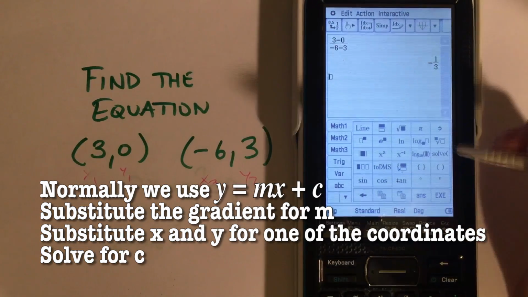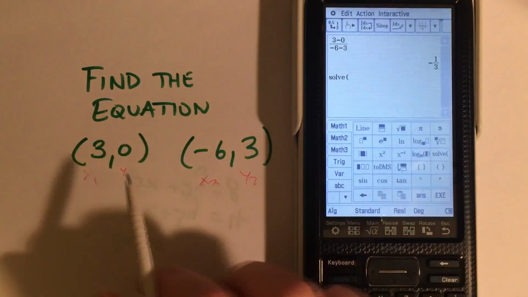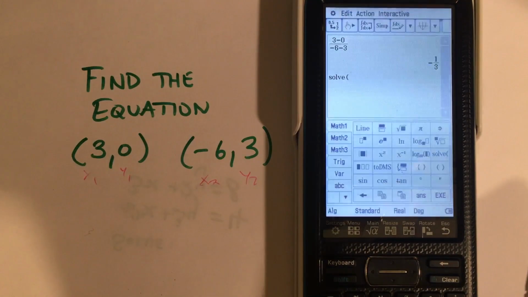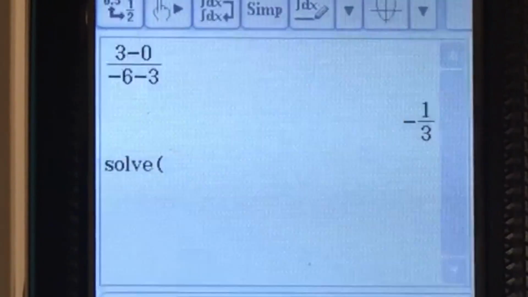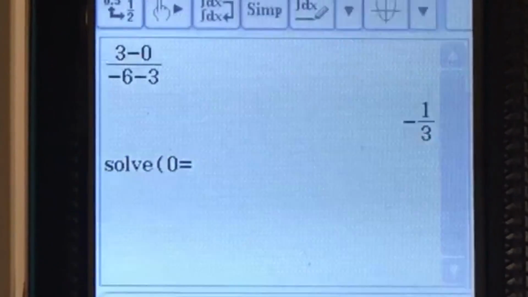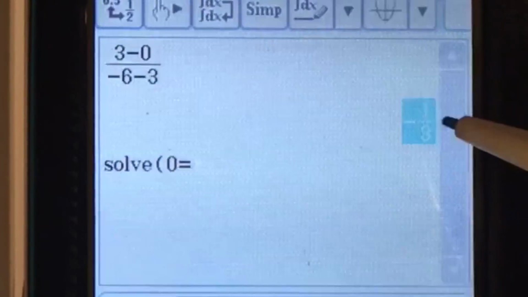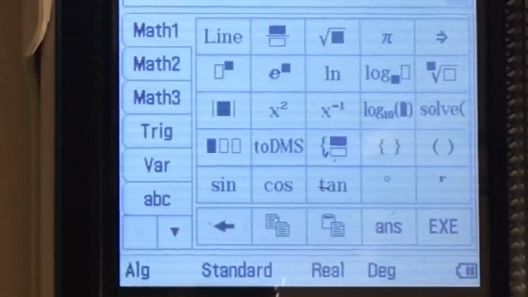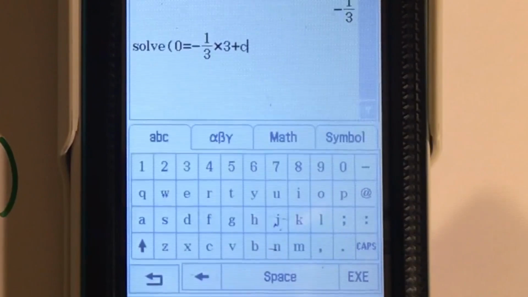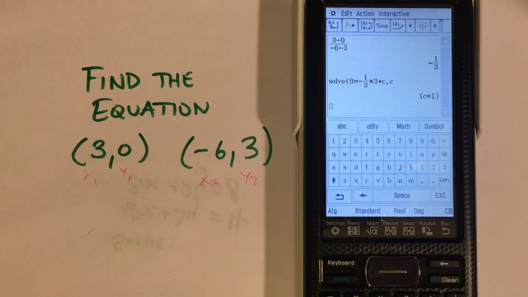So we will solve for, we may as well use the first set of coordinates. So instead of y equals mx plus c, I'm actually going to replace y with 0, make it equals, and to save ourselves from typing it, we can click and drag that number across, times 3 plus c, and solve for c, and it says c equals 1. And I've managed to get my equation.